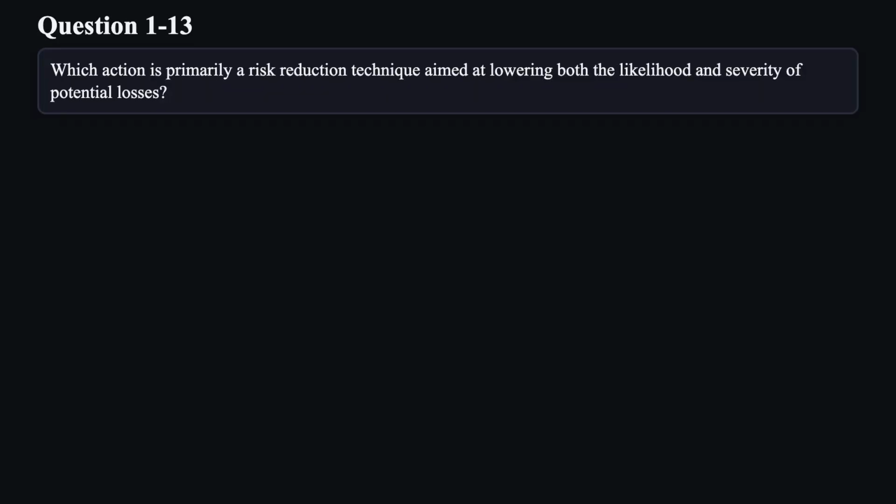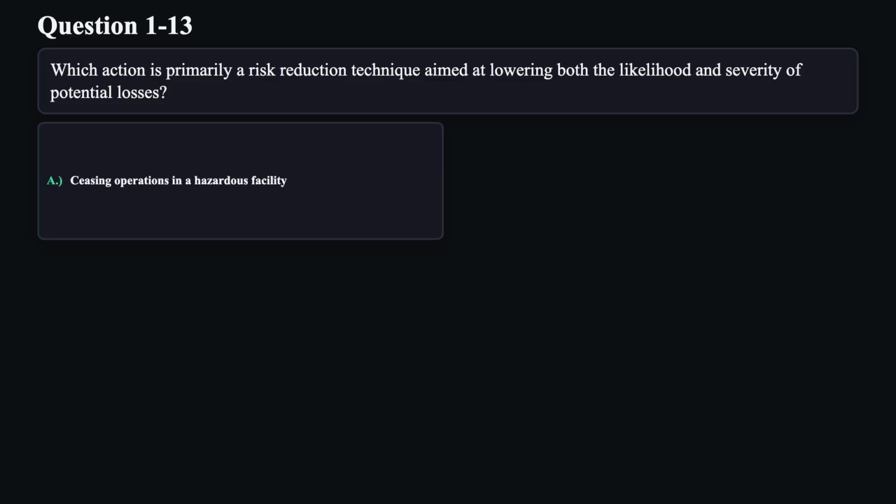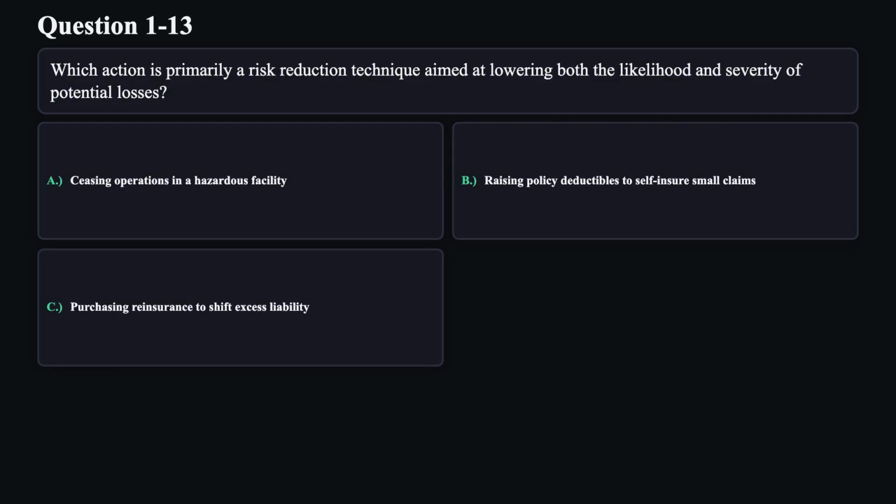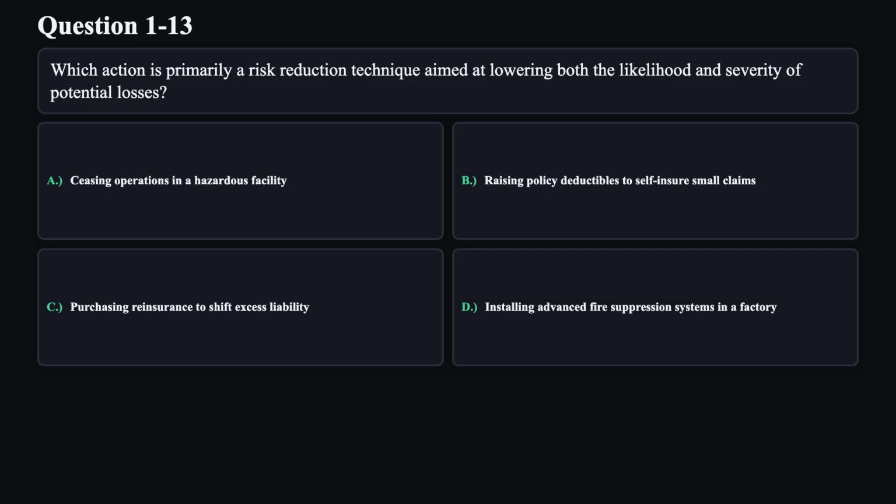Question 13. Which action is primarily a risk reduction technique aimed at lowering both the likelihood and severity of potential losses? A. Ceasing operations in a hazardous facility. B. Raising policy deductibles to self-insure small claims. C. Purchasing reinsurance to shift excess liability. D. Installing advanced fire suppression systems in a factory.